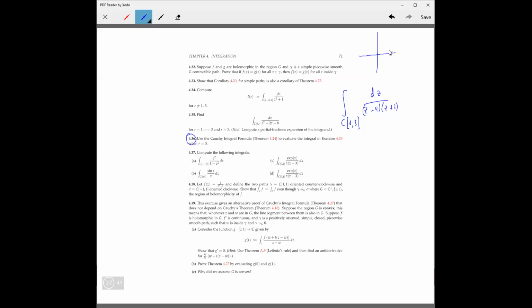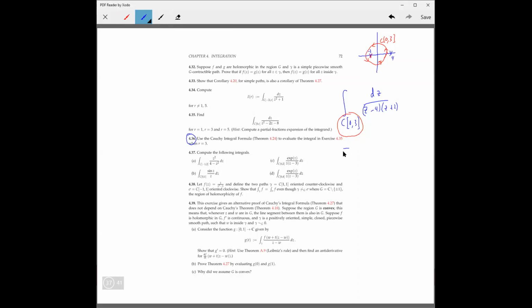Okay, so this function has problems at 4 and at -2. That's where it has problems. This curve here, this circle, has radius 3, so it's going to be like this. So you're integrating around that. So this is the only problem point, really, for this integral.